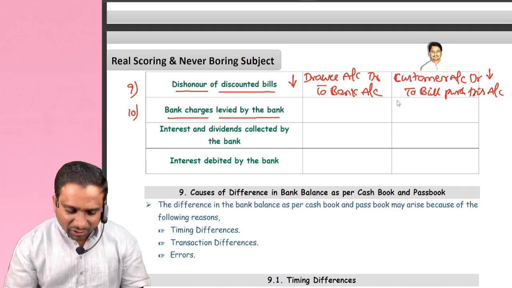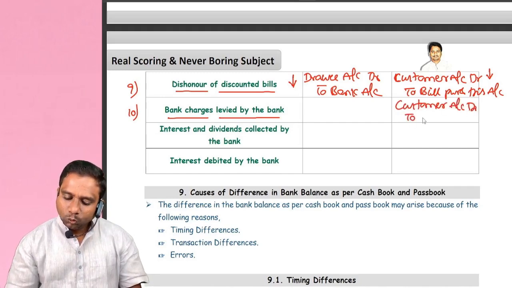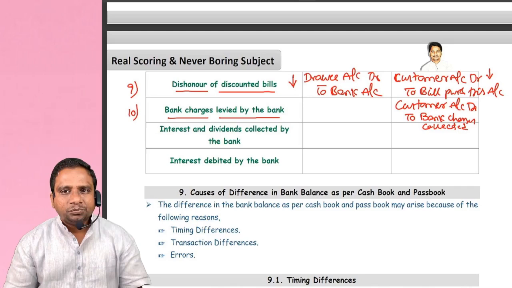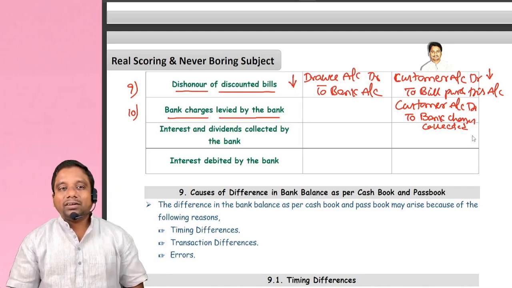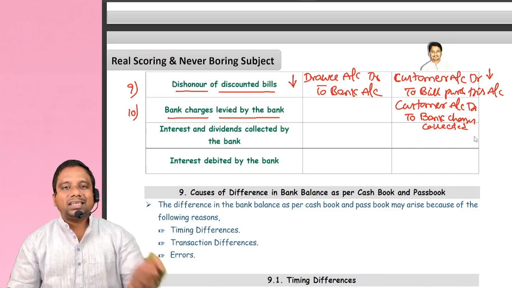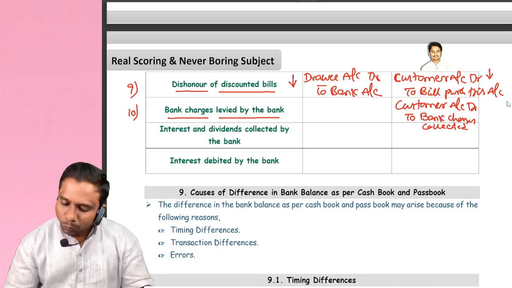Entry: customer account debit to bank charges collected. Whatever it may be, how the bank records it is up to the bank. But the bank is debiting our account, na? Yes, sir, it is income for the bank. Bank charges collected is income for the bank. For us it is an expense. So because of this our bank balance gets decreased.